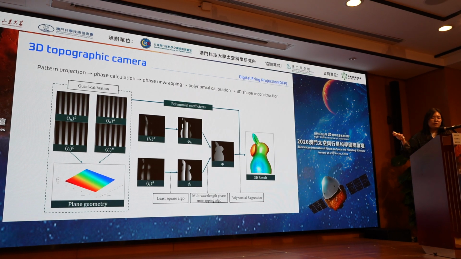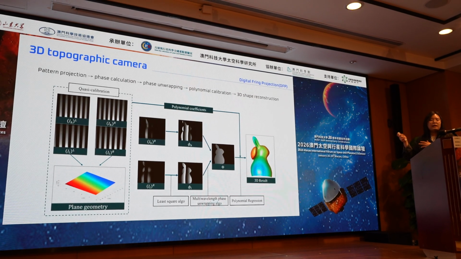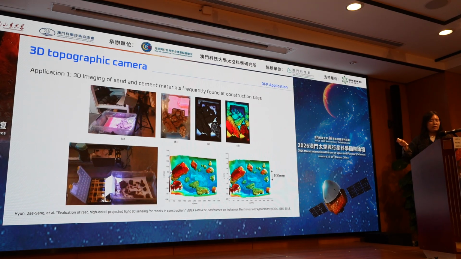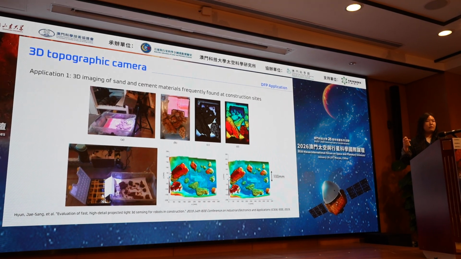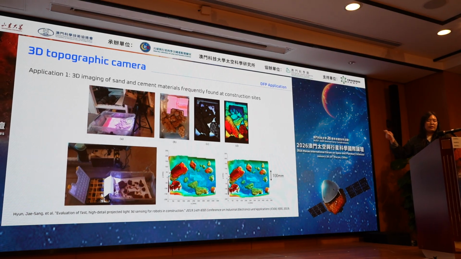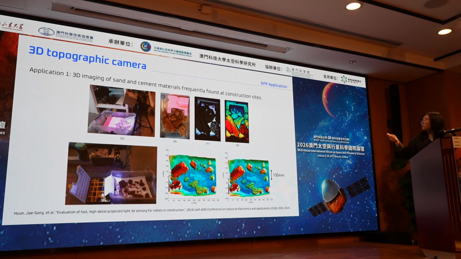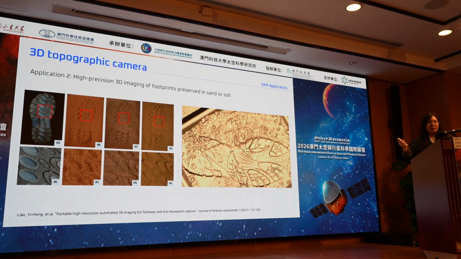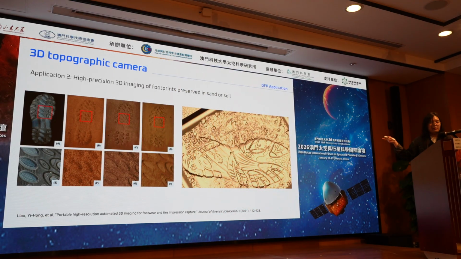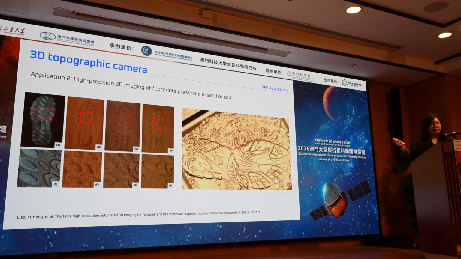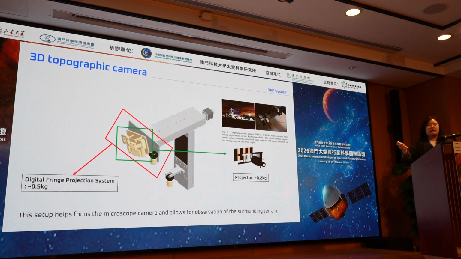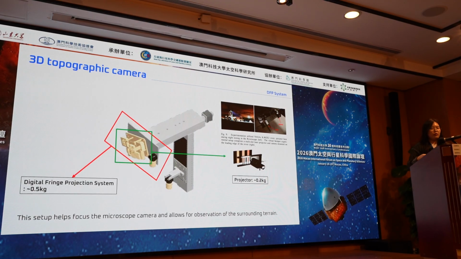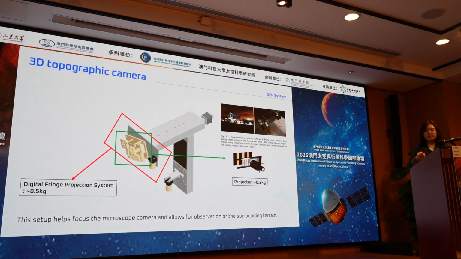This figure shows the process of obtaining 3D shape data using DFP. And this figure shows actual 3D imaging results of sand and cement materials. And this is another experimental result demonstrating high precision 3D imaging of footprints preserved in sand or soil. Then this setup helps focus the microscope camera and allows for observation of the surrounding terrain.